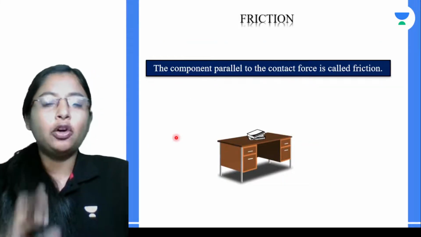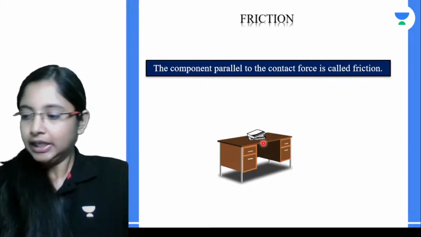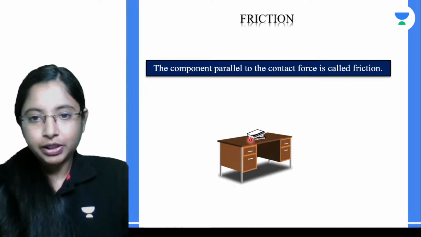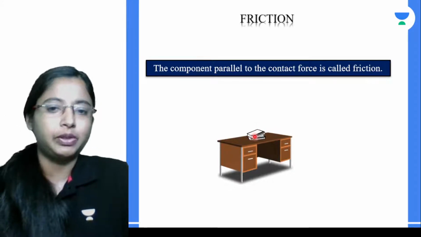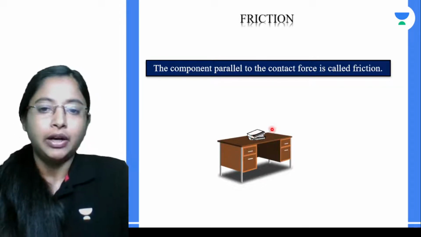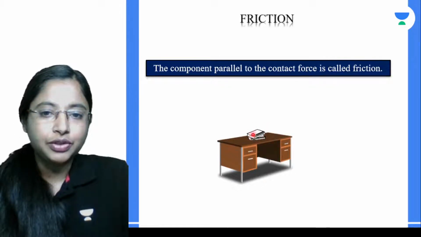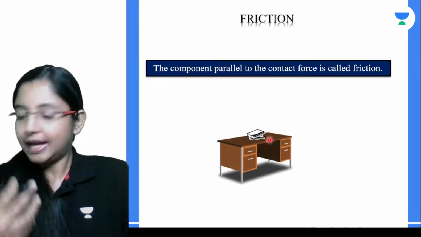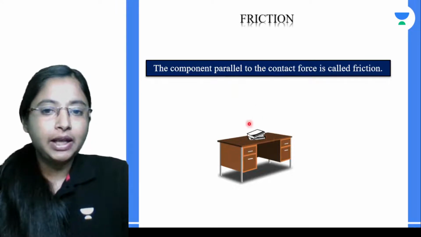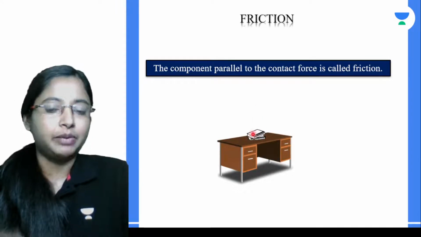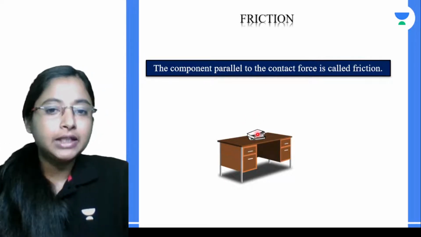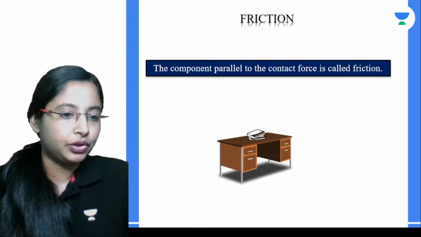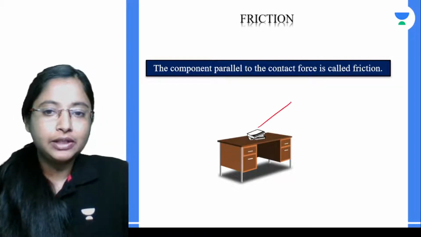If you look at any objects in contact with each other, let's say you have some books on your table. The surface between this book and the table, the molecules at that point, have an attractive force. Because of that, they have a contact force acting between them. According to Newton's third law, this book applies a force on the table and the table applies an equal but opposite force on the book. This is the nature of the contact force.